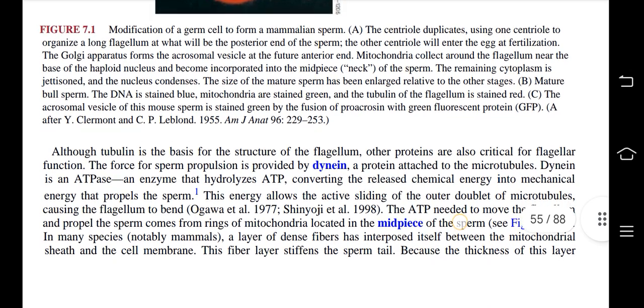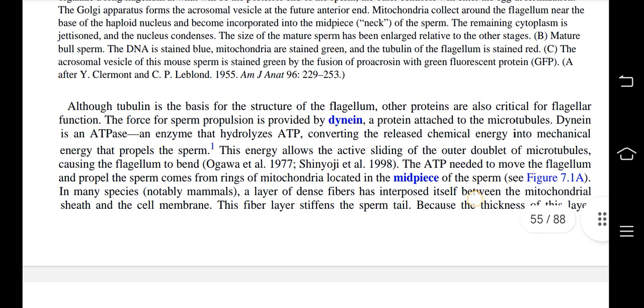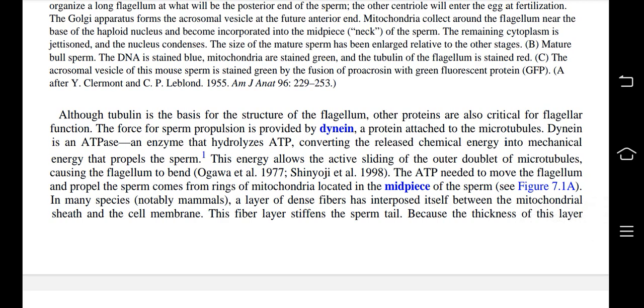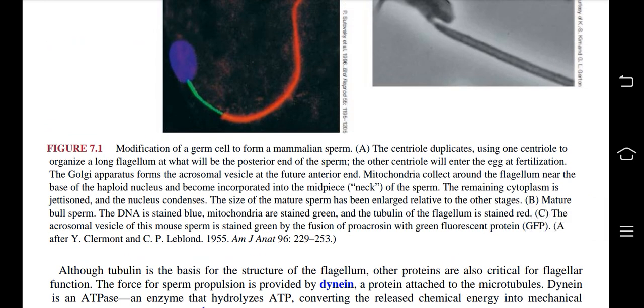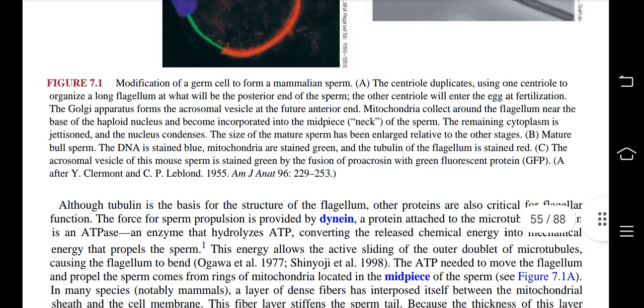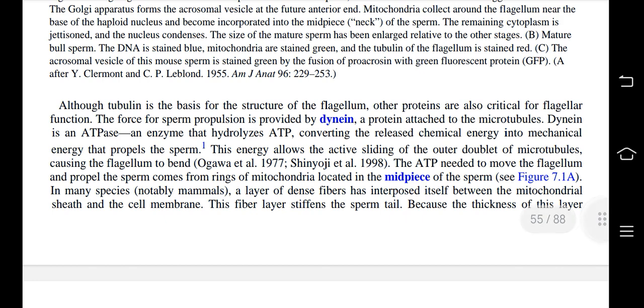Mature bull sperm. The DNA is stained blue, mitochondria are stained green, and the tubulin of the flagellum is stained red. Although tubulin is the basis for the structure of the flagellum, other proteins are also critical for flagellar function. The force for sperm propulsion is provided by dynein, a protein attached to the microtubules. Dynein is an ATPase, an enzyme that hydrolyzes ATP, converting the released chemical energy into mechanical energy that propels the sperm. This energy allows the active sliding of the outer doublet of microtubules, causing the flagellum to bend.